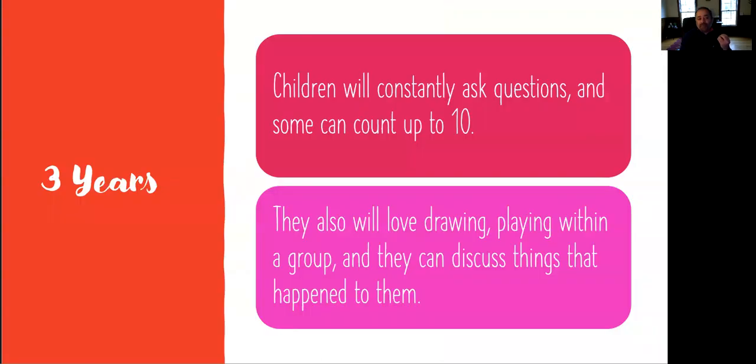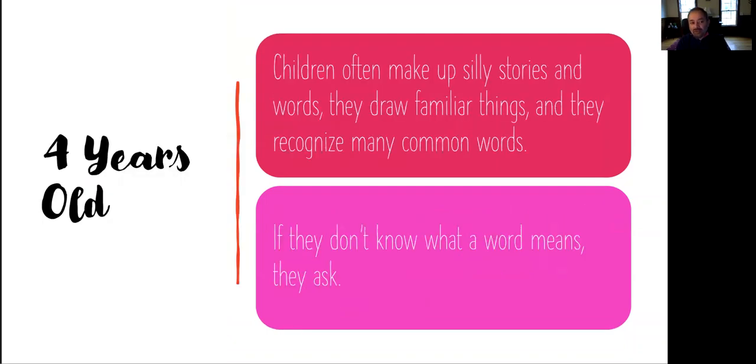So 3 years, children will constantly ask questions and some can count up to 10. This is the age where they're just gonna go on and on and on, and I think that never ends, by the way, because this questioning is I think all the way till they're reaching their early 20s, I believe, or maybe not even then. They also will love drawing, playing with a group, and they can discuss things that happen to them. At that age, they can actually discuss what happened at 3 years of age.